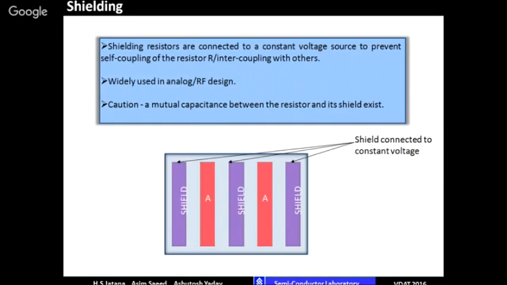So sometimes you have to use a shield. So this is a shield, it is very clear. You have put a shield, and this shield has to be connected to a particular voltage. So this is used in RF designs.